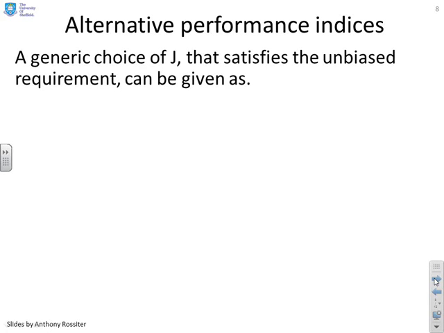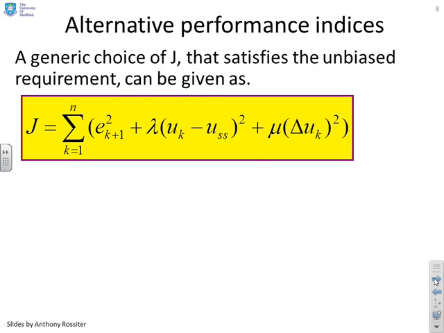So, alternative performance indices. Now that we know the sorts of terms we can put into J, then we can give a more generic choice for J. And here it is. We can have a sum of target error squared. We can have the deviation variables. You notice this is essentially U hat. And we can have the delta U terms. And you'll see if you're at the correct steady state, this J can still be equal to 0.